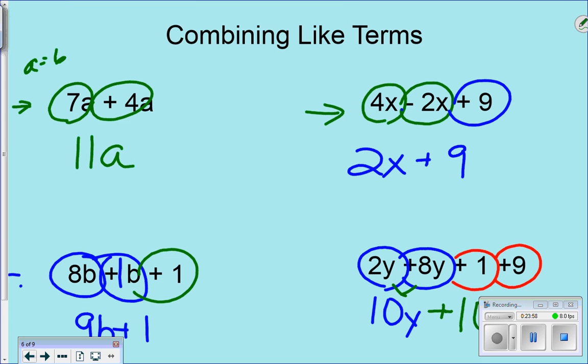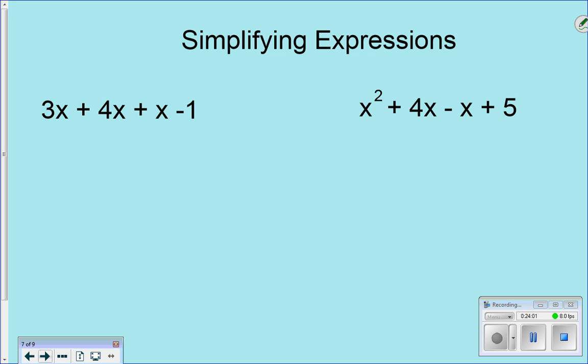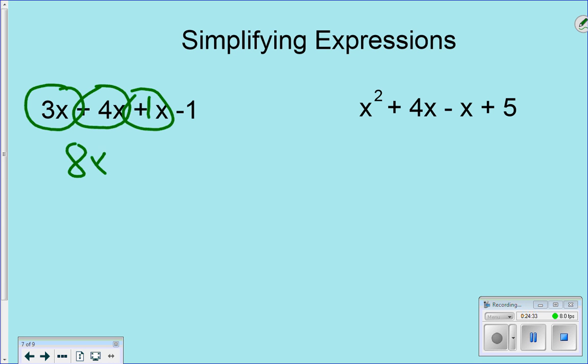Can I go to the next one? Okay. All right, so let's look at this one now. 3x plus 4x plus x minus 1. So what are the things we're going to combine? We're going to combine all the x's. Put a 1 in front of there. So then I have 3x plus 4x plus 1x. How many x's is that? 8x? And then do I have anything I can combine with the 1? No, so then it just comes down minus 1.